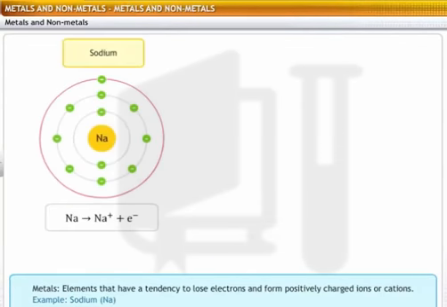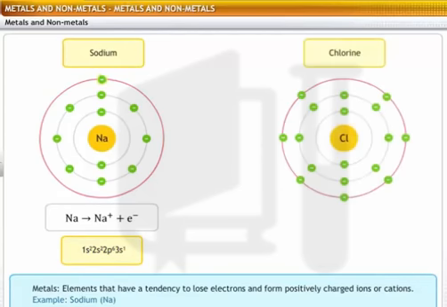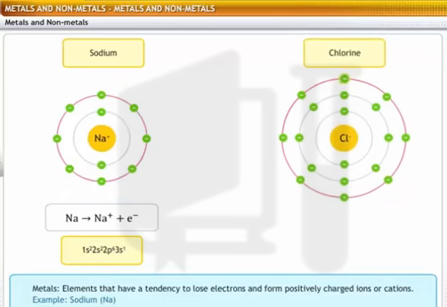For example, sodium has an electronic configuration of 1s2, 2s2, 2p6, 3s1. During a chemical reaction, sodium can lose an electron to a non-metal like chlorine to form a sodium ion that has an electronic configuration of 1s2, 2s2, 2p6.